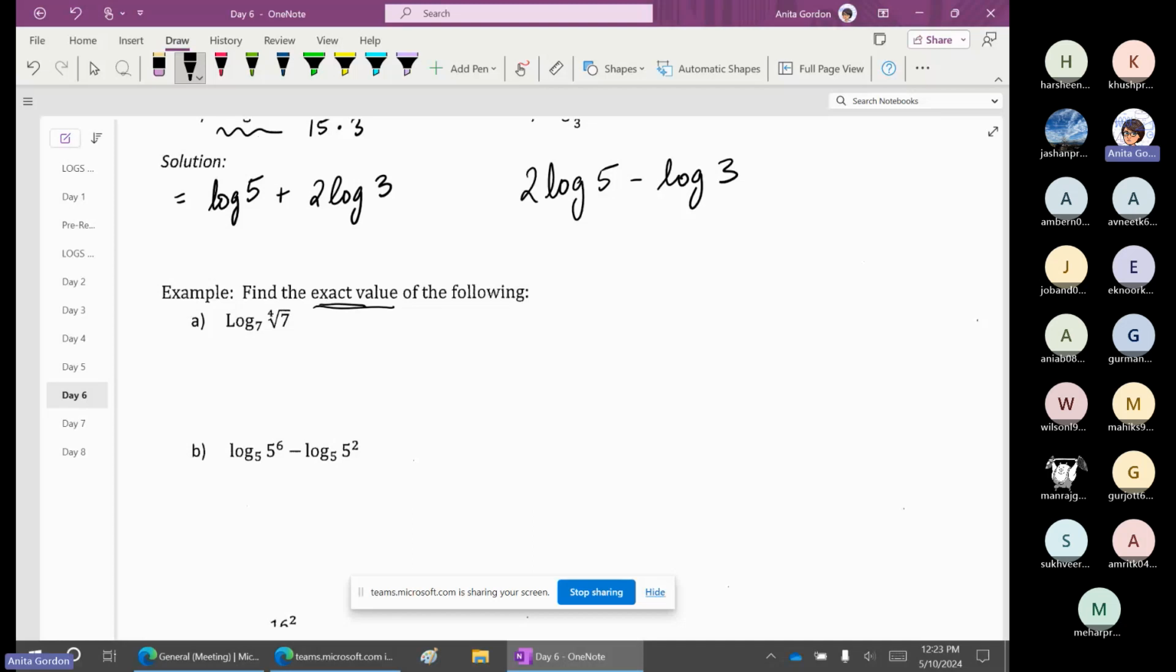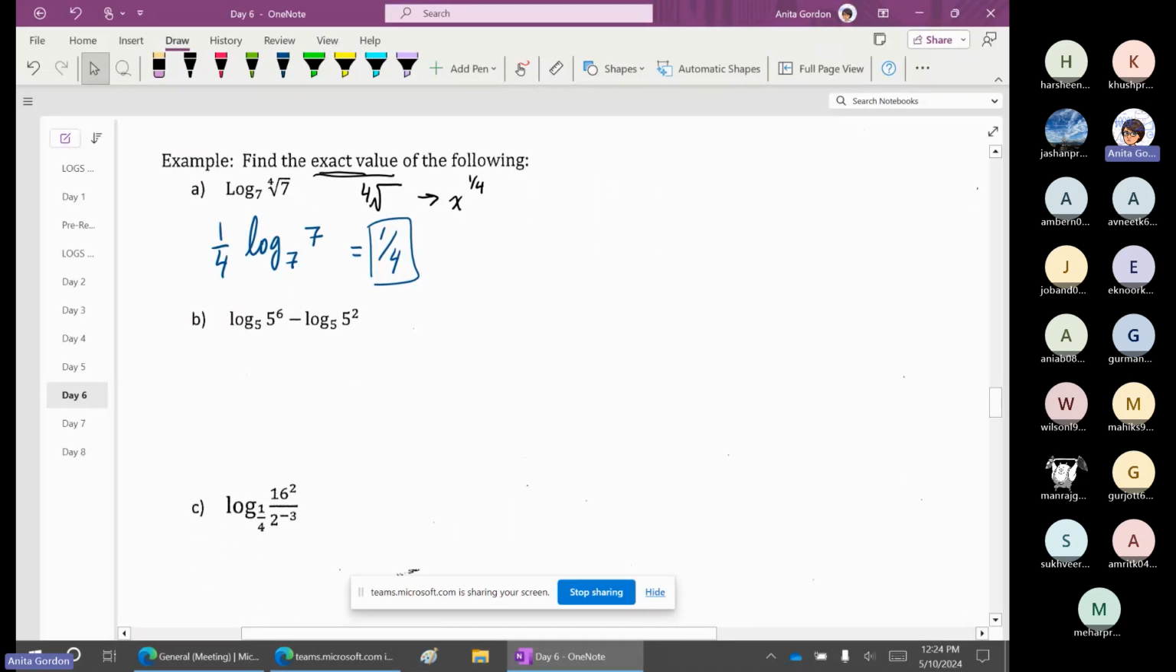7 to the 1/4, right? Because remember that fourth roots are the same as an exponent of a quarter, right? Roots are exponent fractions. So because it's an exponent, it becomes my coefficient. So this is 1/4 times log base 7 of 7. Well, that's very easy. This is just 1/4. Done. Because the base of the log matches the inside of the log. It's just a quarter.